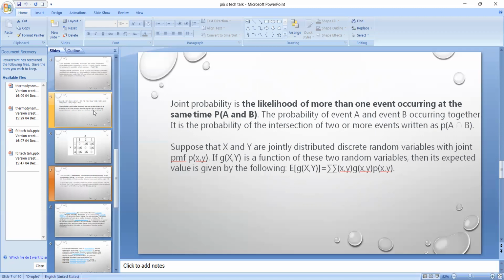Suppose that capital X and capital Y are jointly distributed discrete random variables with a joint PMF of P of small x and small y. If g of capital X and capital Y is a function of these two random variables, then its expected value is given by the following expression.